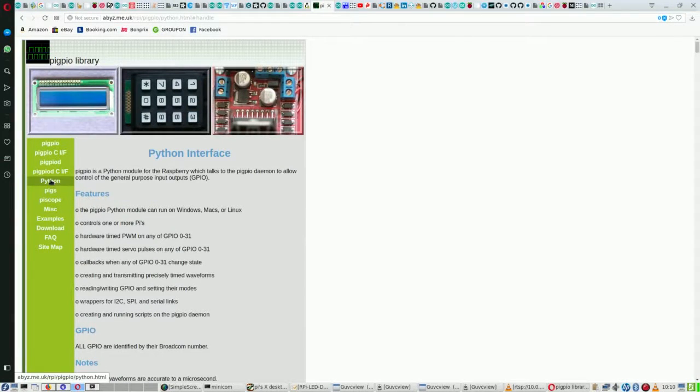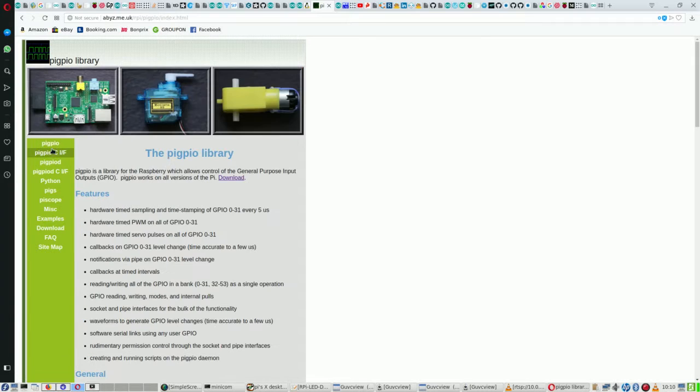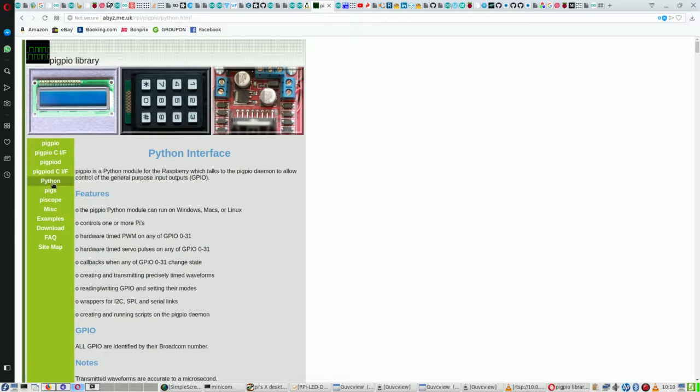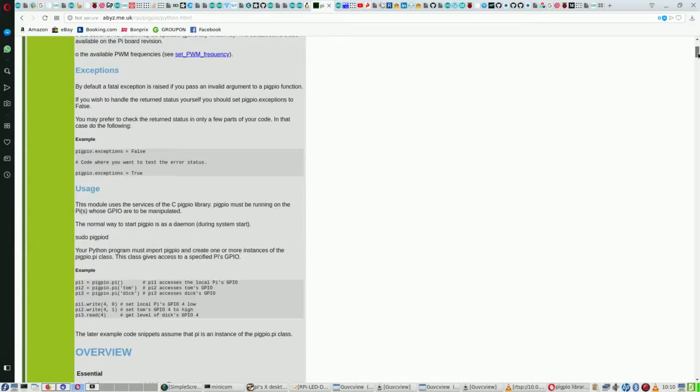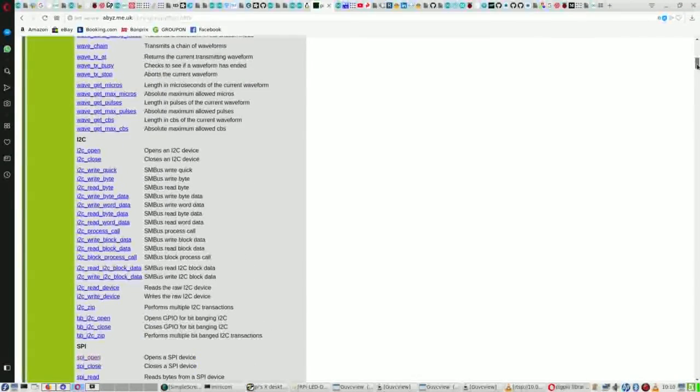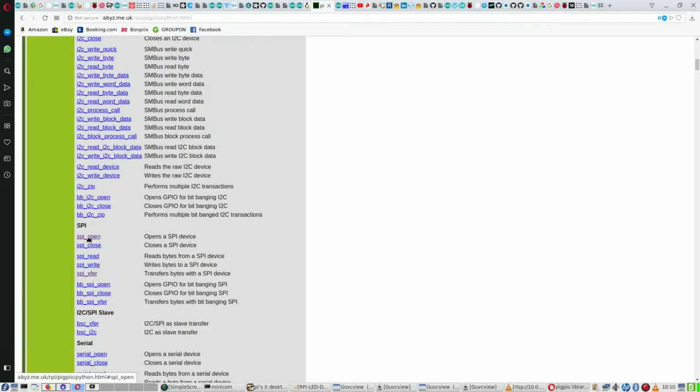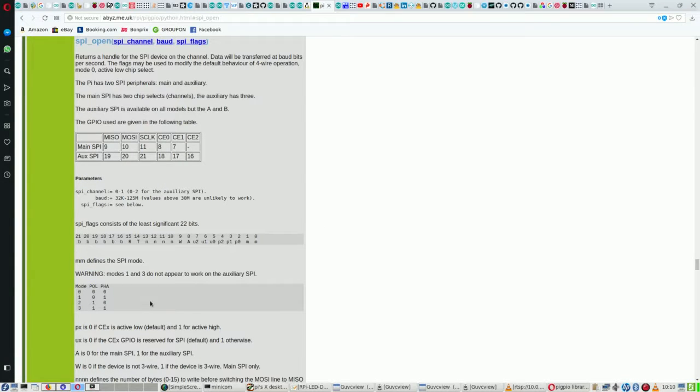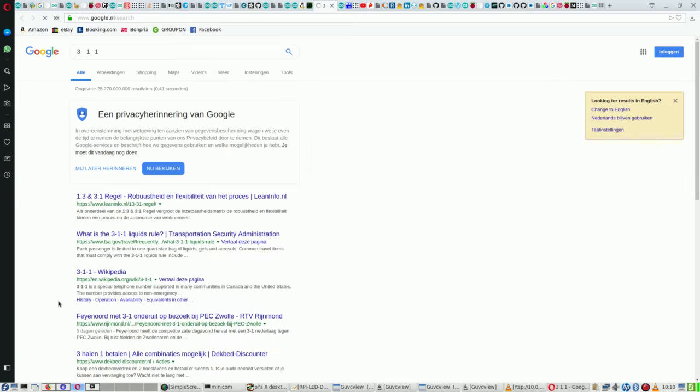This is everything. Go to Python. But I'm up here, I think. Okay. I had pigpio interface, SPI. Right here. Open. Right, this was the explanation. 3-wire should be then this. No, not that one. Go back.